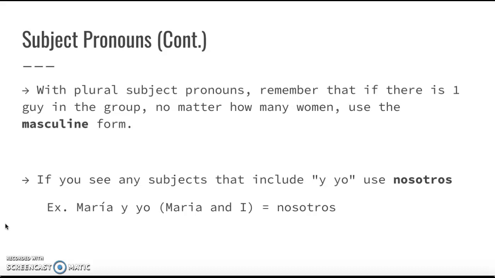Also, if you see something that has y yo, you are going to use the nosotros form. For example, Maria y yo means Maria and I. So we, which would be nosotros.